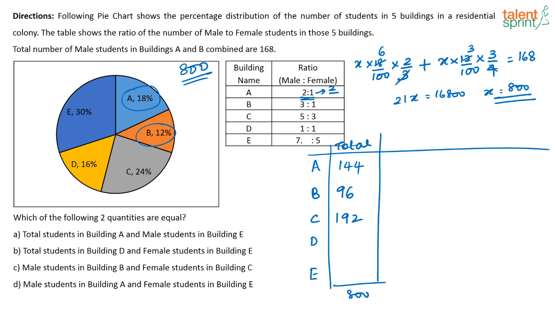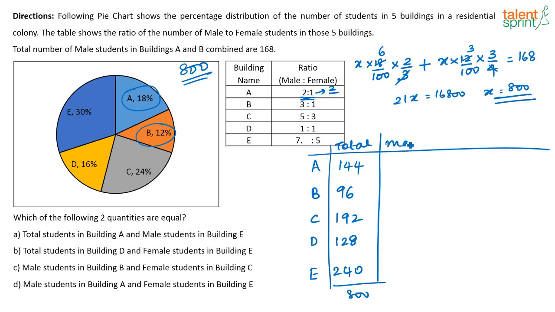Similarly, 16% of the people are in D. So how many people are there in building D? 800 into 16 by 100, that is 8 into 16, which is nothing but 128. How many people are there in E? 30 into 8, that is 240. So this is the total number of people in each building, and the total comes to 800.